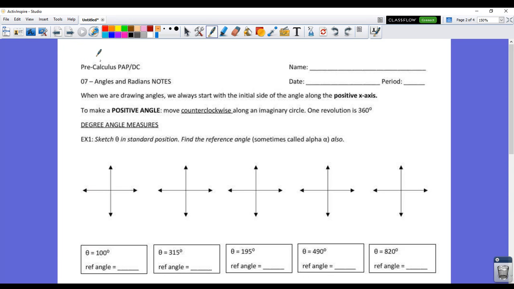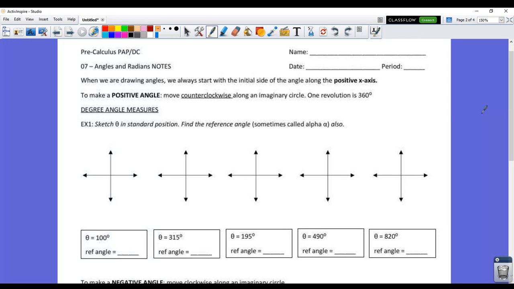I hope you have some paper so that you can make lots of little X's and draw lots of angles. Like I said, it starts on the positive x-axis and we go counterclockwise for positive angles. All the way around the circle is 360 degrees. So this is 0 degrees, and then straight up is 90, the positive y-axis. The negative x-axis is 180. The negative y-axis is 270, and then back around to 360 degrees.